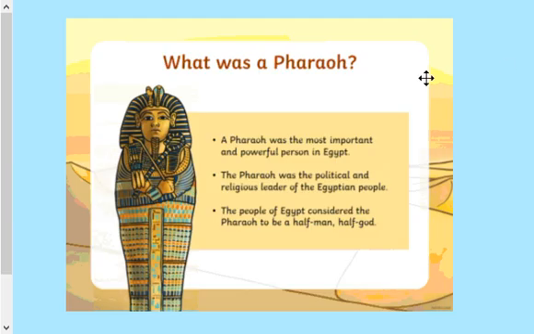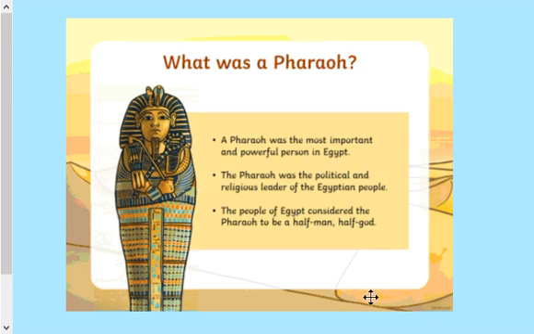Okay, well, the pharaoh was the most important and powerful person in Egypt. He was the political and religious leader, so he was politically in charge. He decided what happened in the country and who did what, but also he controlled religion as well. Now it says there the people of Egypt considered the pharaoh to be half man, half god. So in terms of ancient Egypt, and we will talk about the gods a bit later on, he was considered to be more than just a man. He was like a semi-god, a demigod to them.